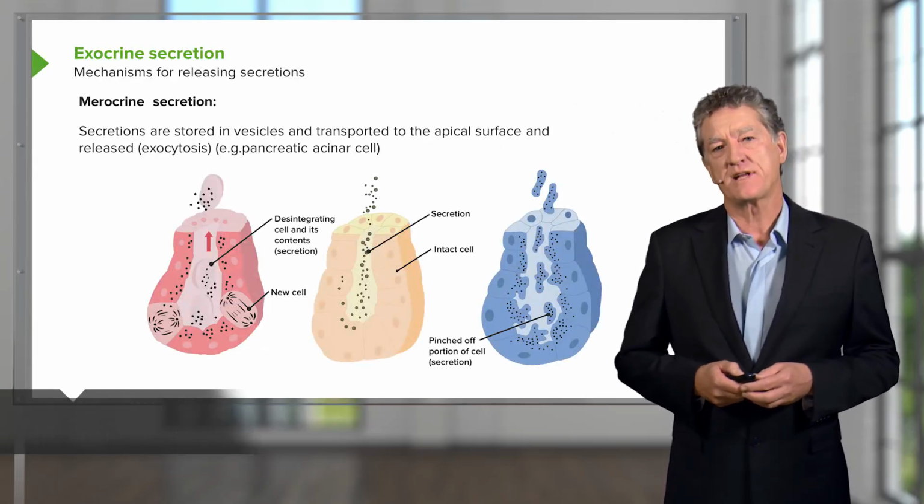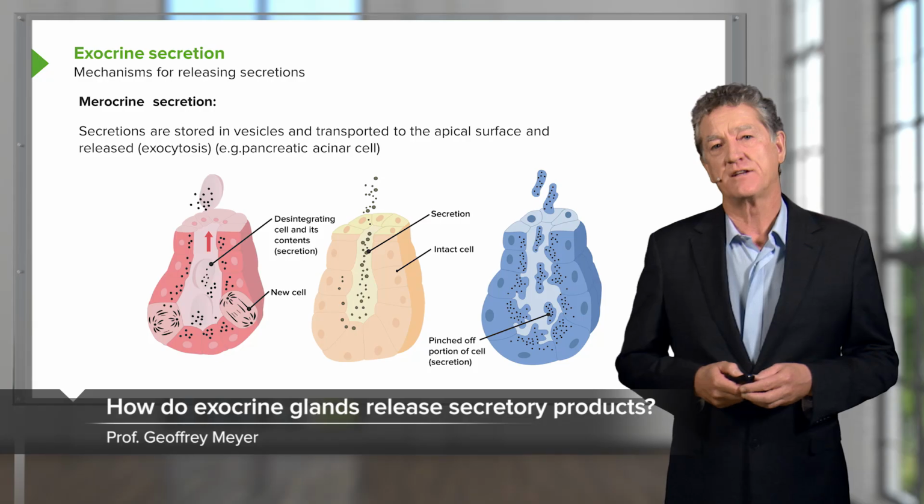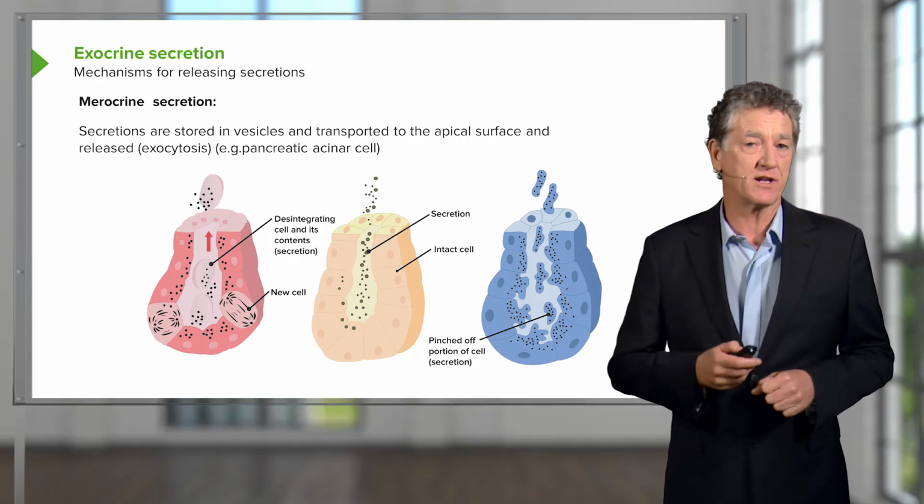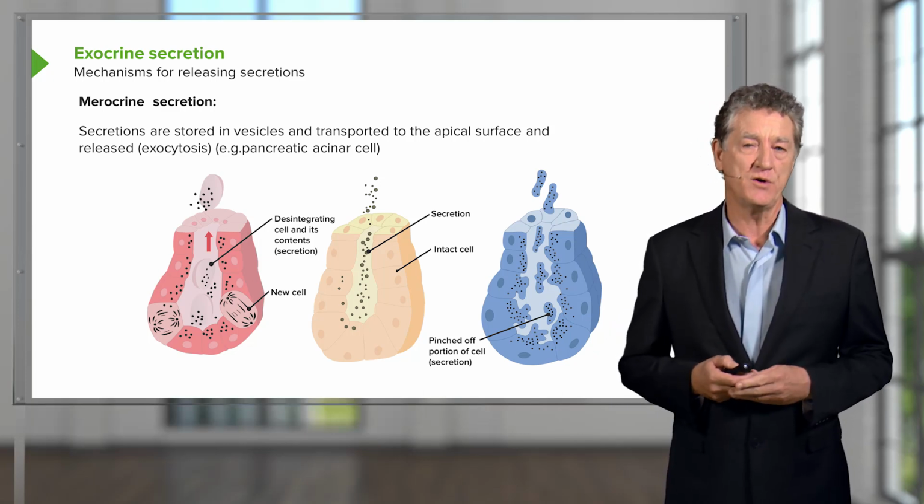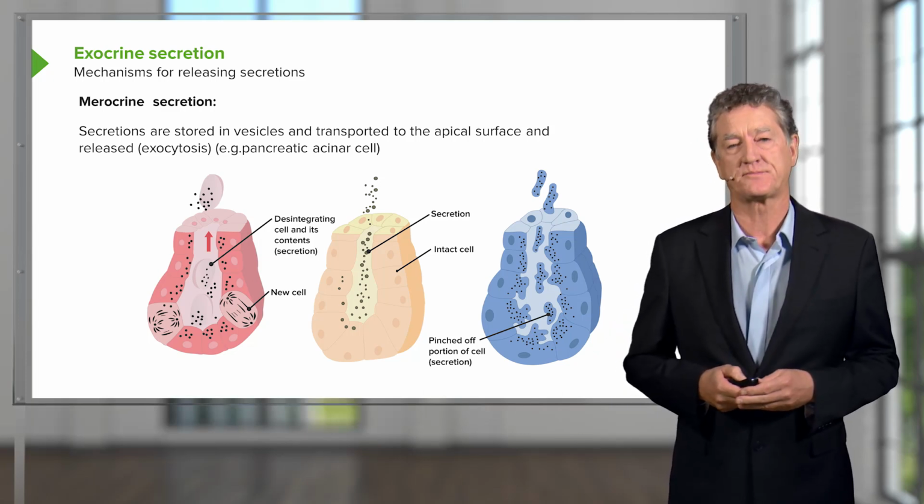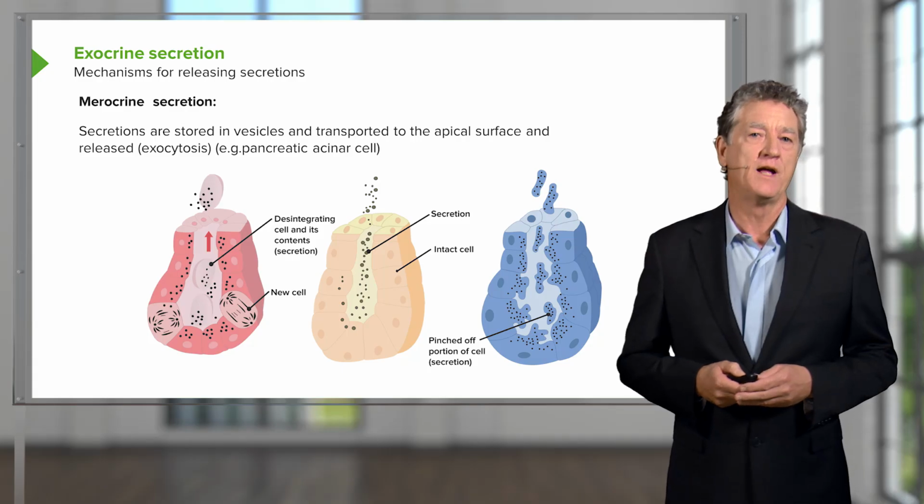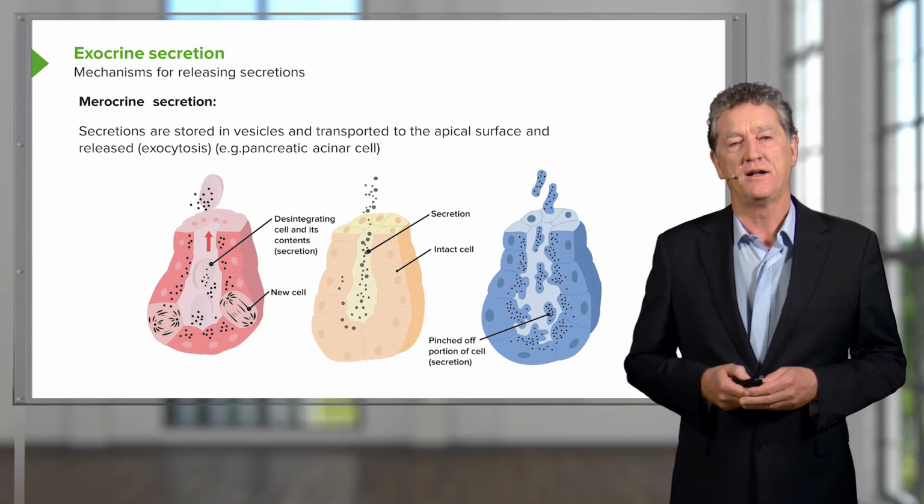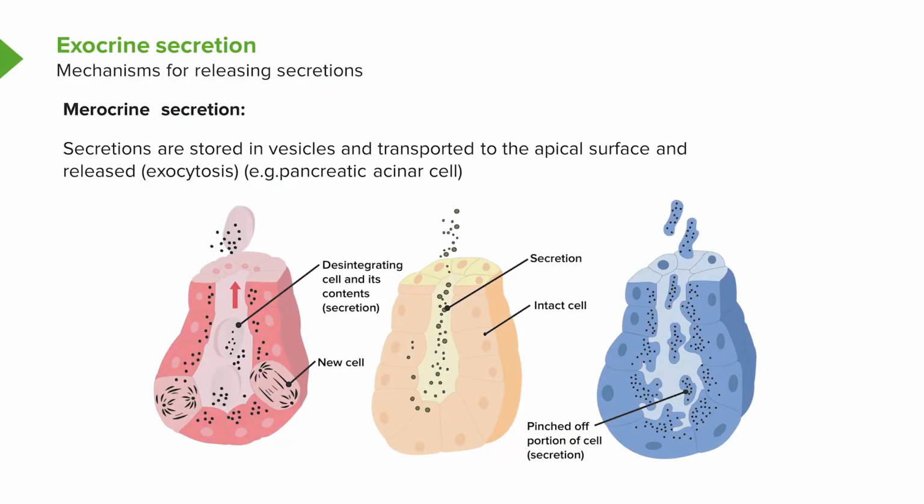It's important to understand how glands release their secretory products. And as I said earlier, in this lecture, we're going to concentrate only on exocrine glands. Well, there are three ways. In this diagram, there are three representations of the way in which exocrine glands or secretory cells secrete their products. Firstly, there is merocrine secretion.